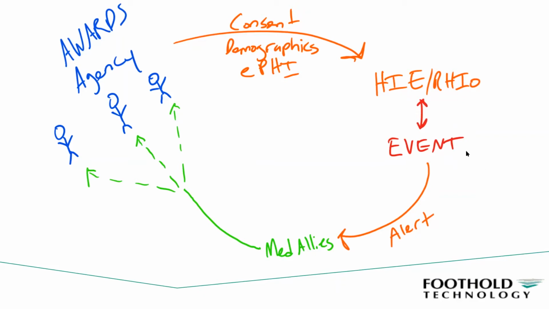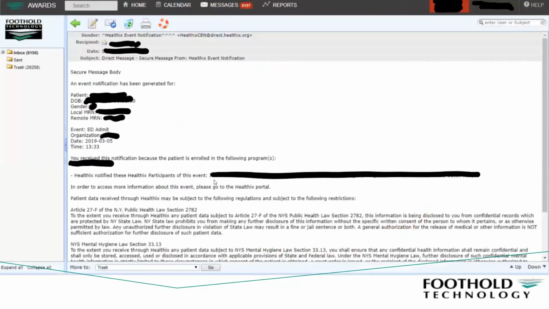So let's call that an emergency department visit. The HIE is then sending an alert to our HIS provider, MedAllies. If you think of it in more simple terms, you can call them Gmail. And then MedAllies is going to send that message back to the proper people at the awards agency. And I just wanted to put on screen what those messages look like. They're really rudimentary, but they're really powerful because you're getting in real time that X patient with date of birth and MRN has been admitted to the emergency room. Other HIEs will sometimes attach a record as well, but it's really giving you a lot of opportunities there.